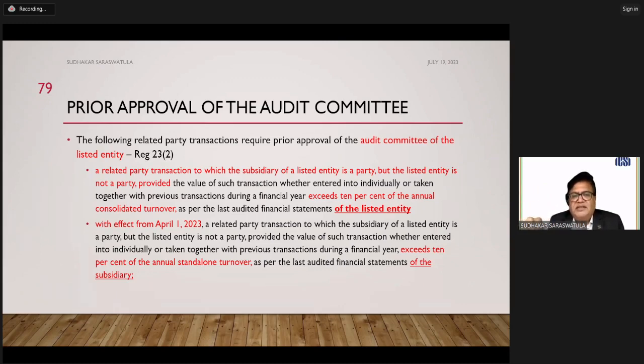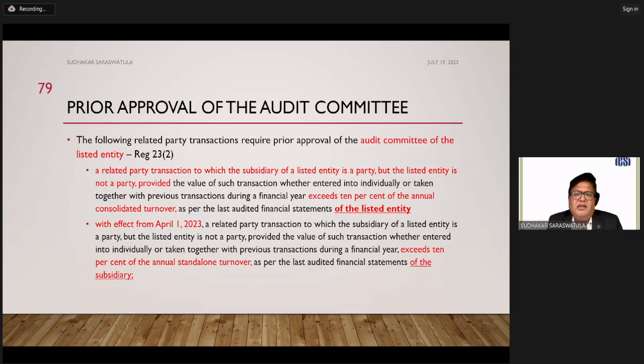But it says that it exceeds 10% of the annual standalone turnover. If I have a subsidiary which is small in nature, and, for example, the turnover of that particular company is 5 crores, then 10% of that 5 crores is 5 lakhs, and that has to go to the approval of the audit committee of the listed entity.